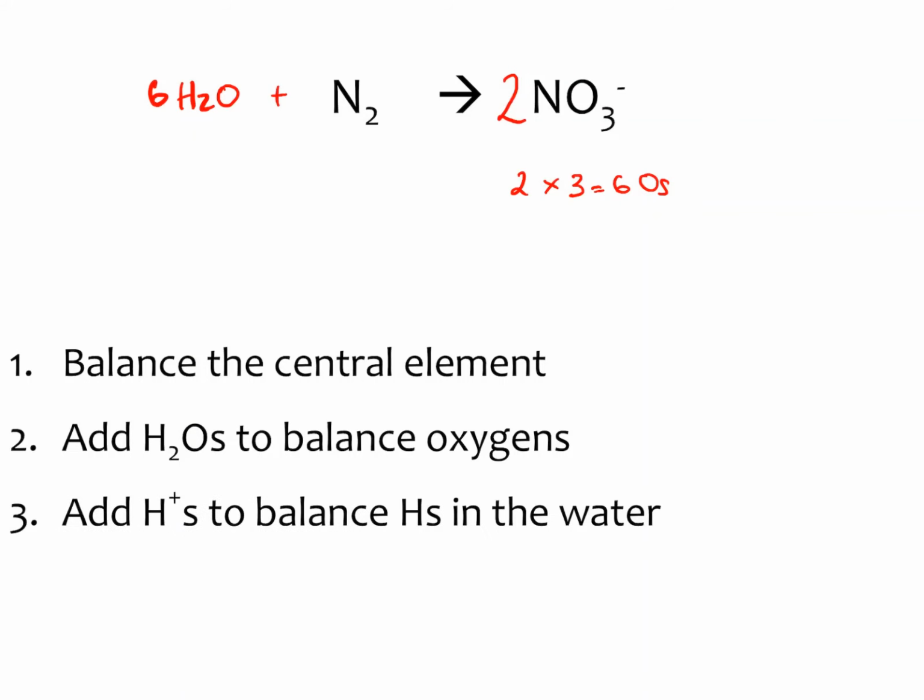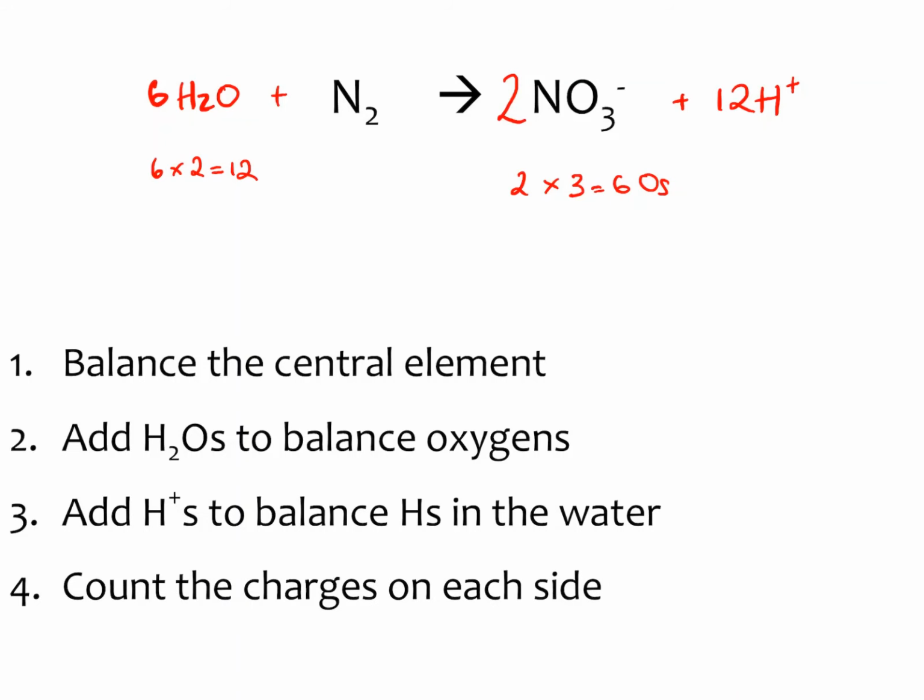So the next step, because we're doing this in acidic conditions, is that we add H+ ions to balance the hydrogens present in the water. In the water we have 6 lots of 2 hydrogens, so we've added to this equation 12 hydrogens, which means that we need 12 H+ on the right-hand side opposite the waters to balance the hydrogens. At this point we've balanced the nitrogens, the oxygens and the hydrogens that we've added, so elementally we're balanced.